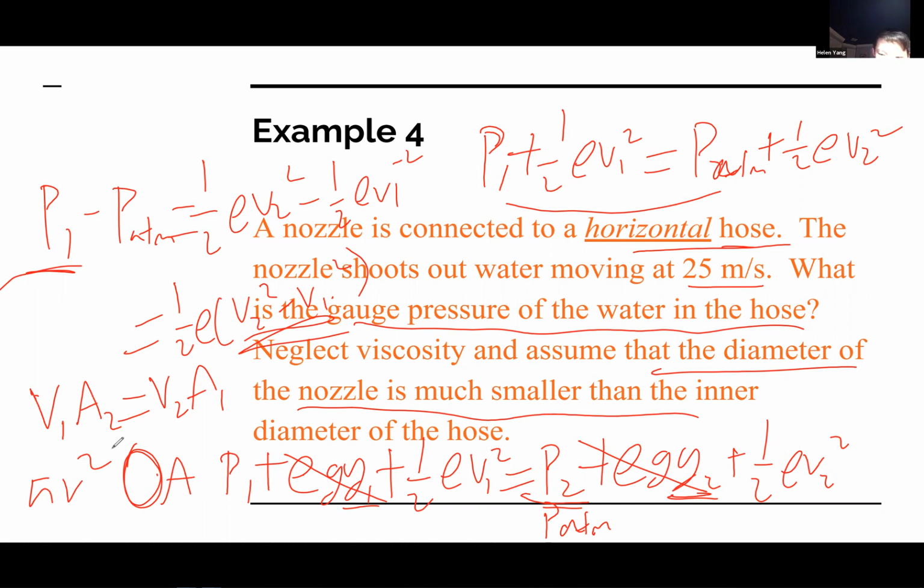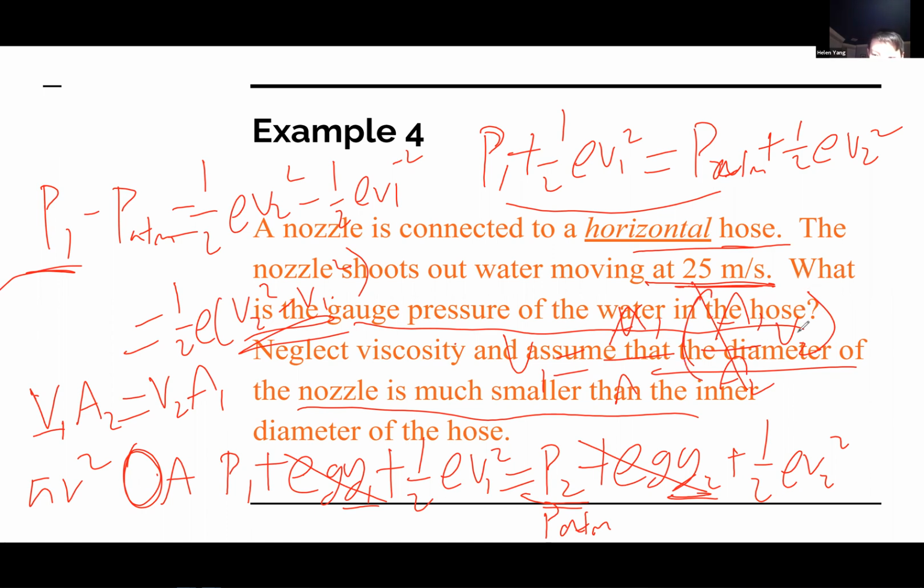Since you already know that V2 is 25 meters per second, trying to find V1, V1 would be equal to A1 over A2 times V2. And the areas would be the same, so we cancel it out.